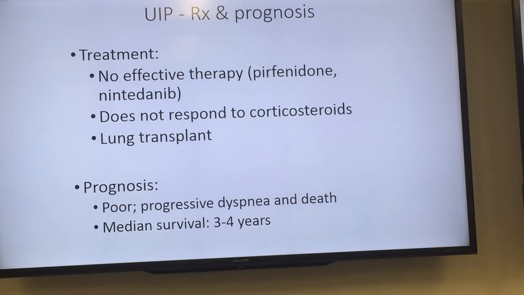You say, you are going to die. You're going to die at a high rate, worse than some cancers, right? You don't die of carcinoid tumors. You don't die of low-grade, benign GISTs. But you die of UIP. And the median survival is 3 to 4 years. So you're going to tell the patient, you're going to die of this disease.